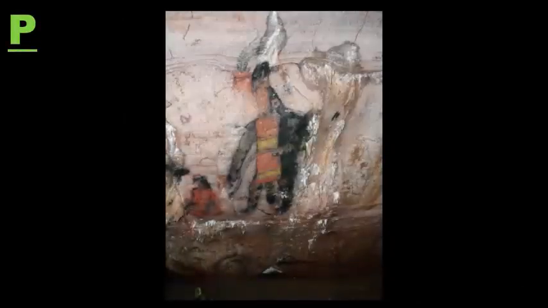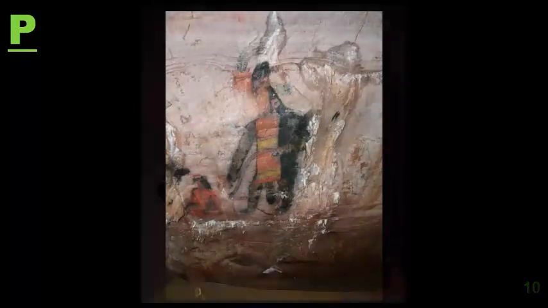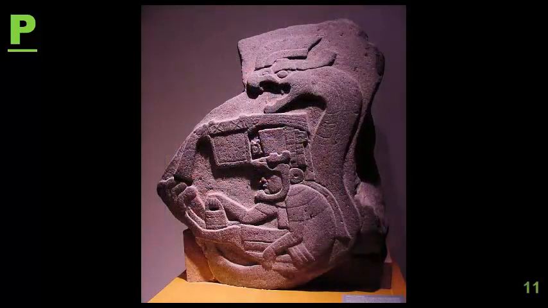P is for political system. The political system of the Olmec was based on a series of emperor gods. Rulers could be either gender, based on the representation of both male and female forms in the caves at Chalcatzingo.